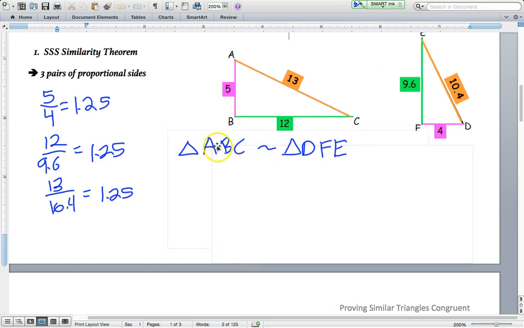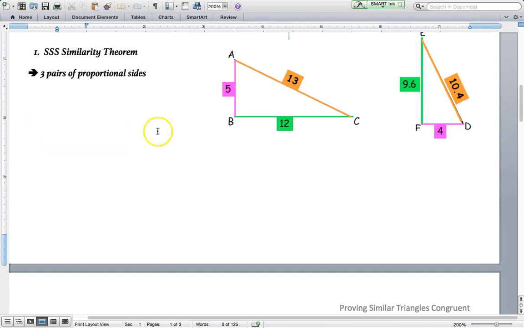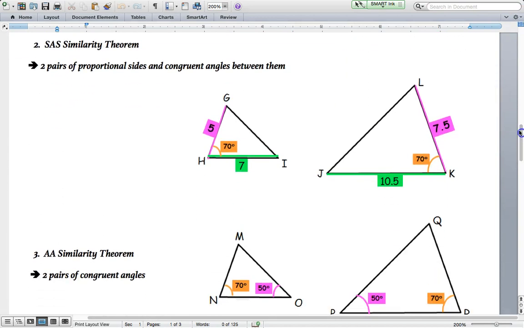So triangle ABC is similar to triangle DFE, and we'll say we know that by SSS, because all three sides were proportional. Alright, so let's go on and do another one. So let's look at one with SAS. Okay, so this time it's a little bit less work.